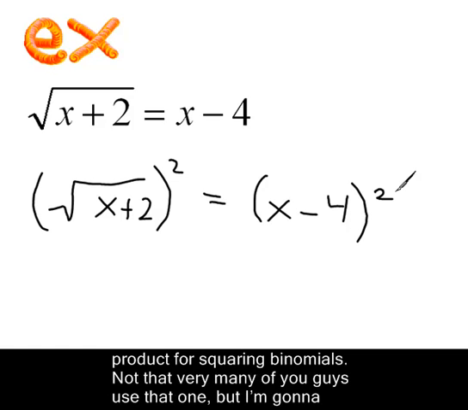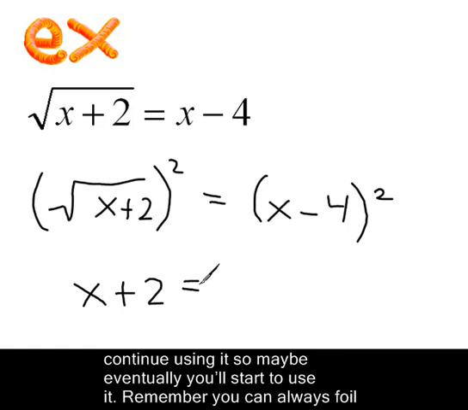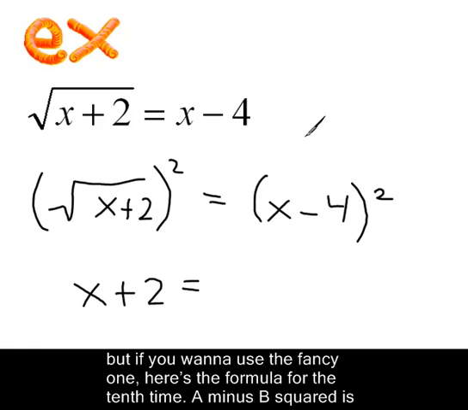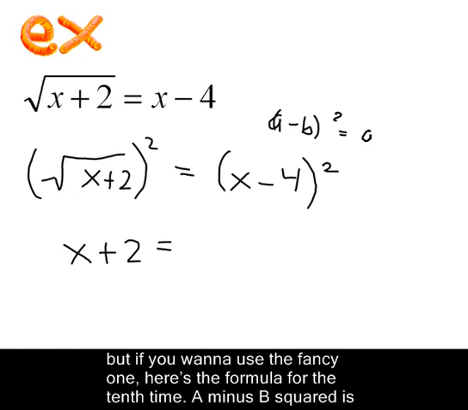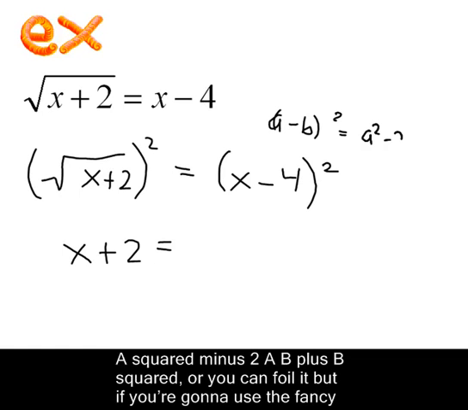Luckily, we know the special product for squaring binomials. Not that very many of you use that one, but I'm going to continue using it, so maybe eventually you'll start to use it. Remember, you can always FOIL, but if you want to use the fancy one, here's the formula for the 10th time: (a minus b) squared is a squared minus 2ab plus b squared. Or you can FOIL it.